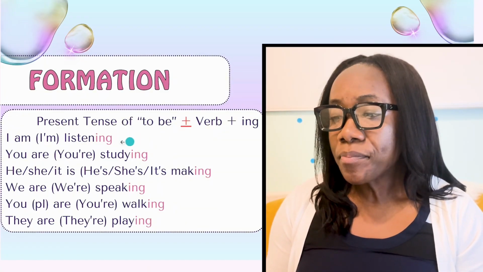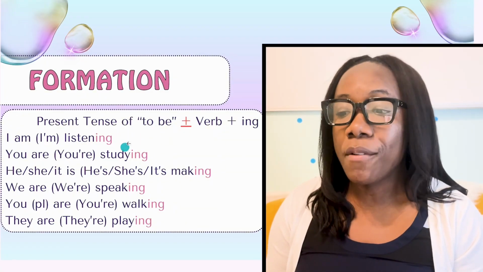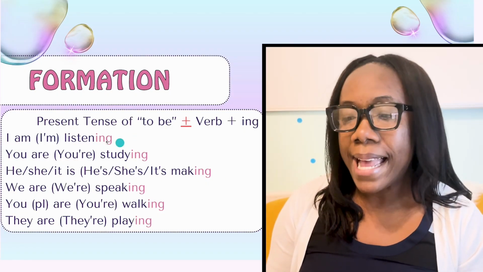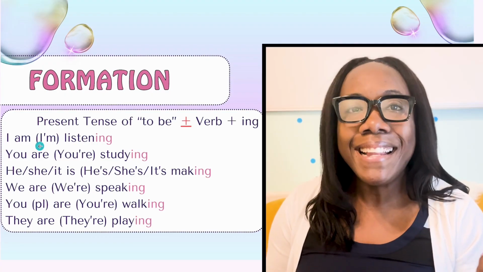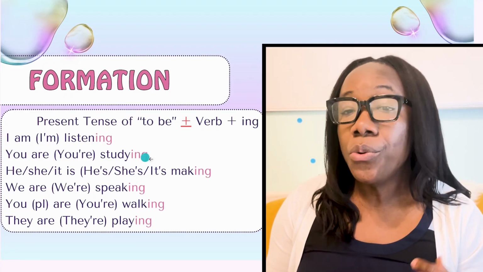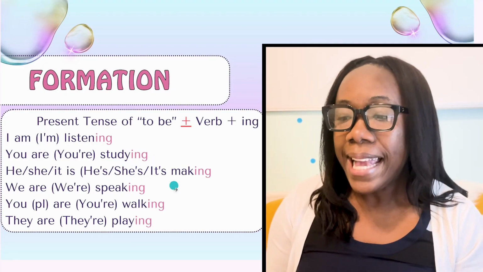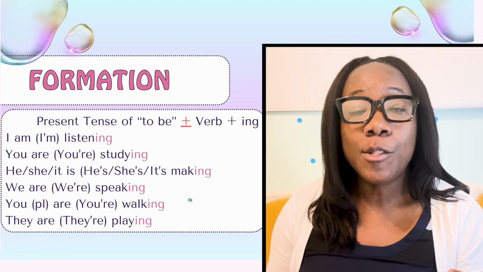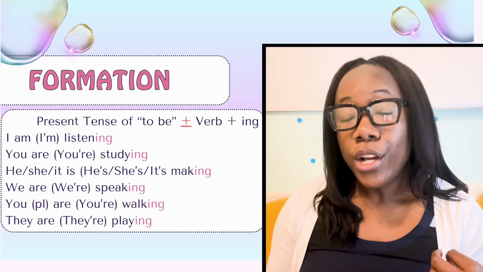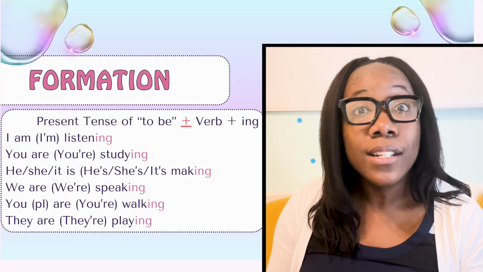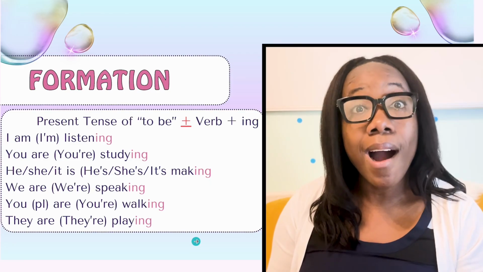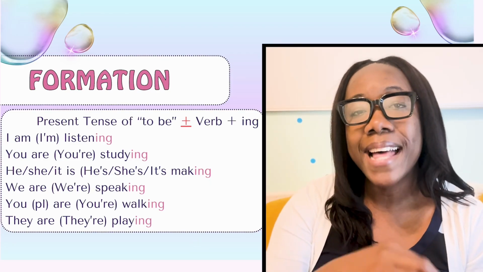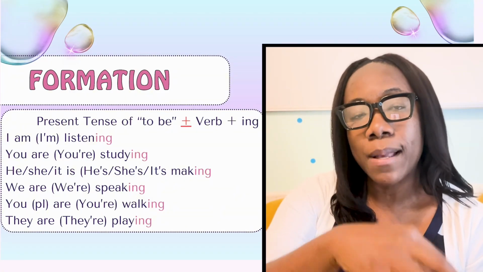And then we add ing to a verb, combine them, and we have the present continuous tense. So I am listening to you. You are studying. He is making a cake. We are speaking English. You are walking to the park. They are playing tennis. And again, it describes an action that is occurring at this moment.